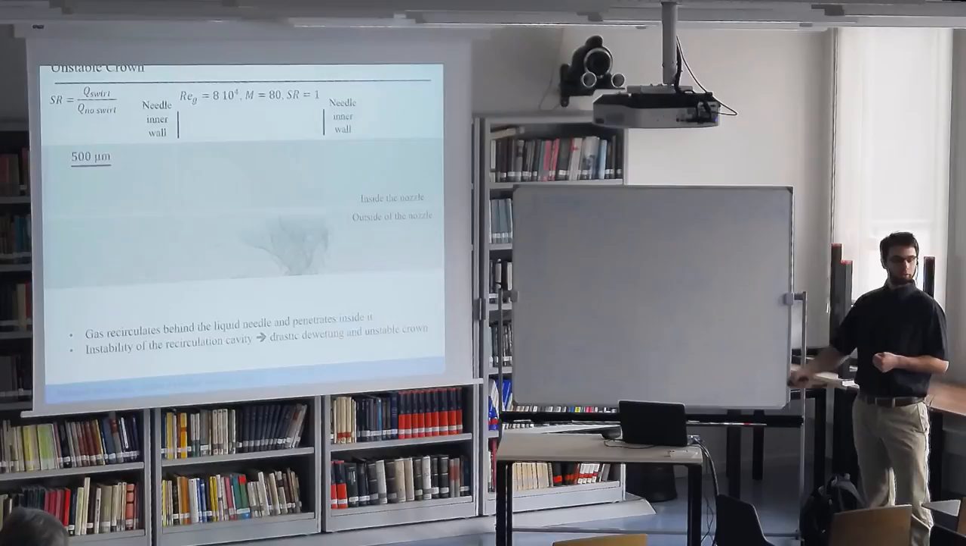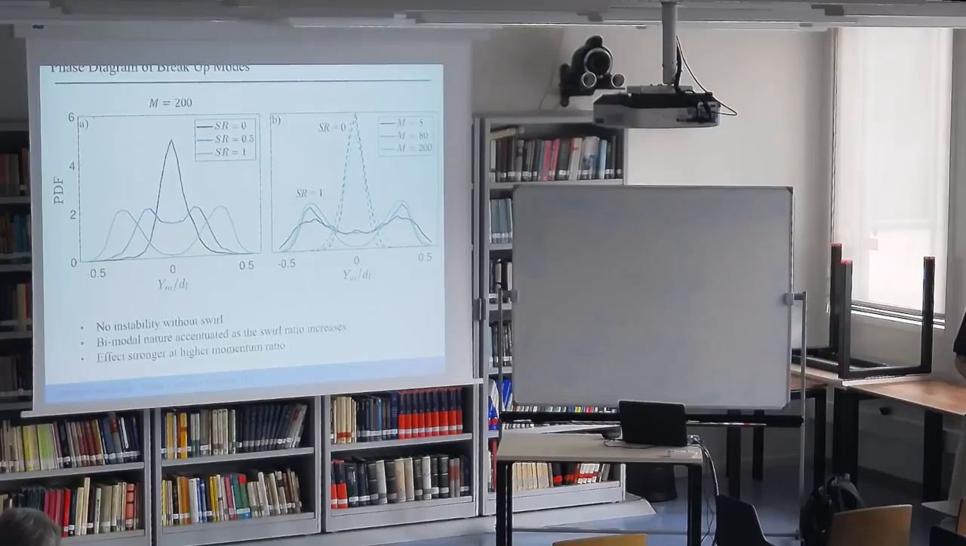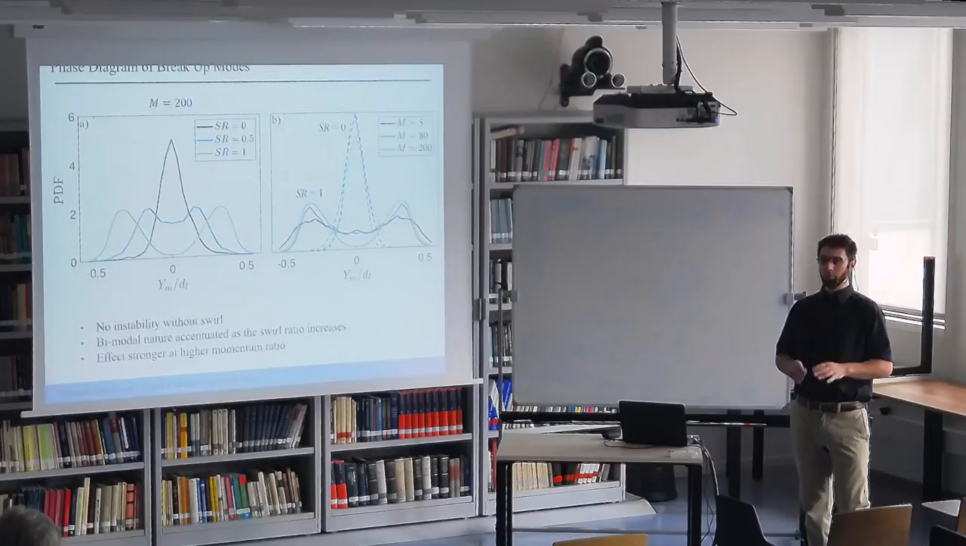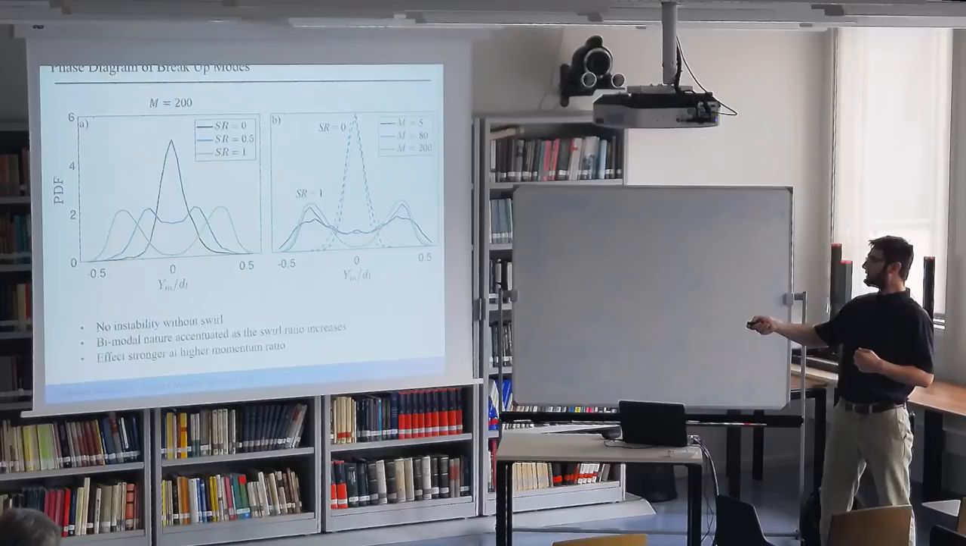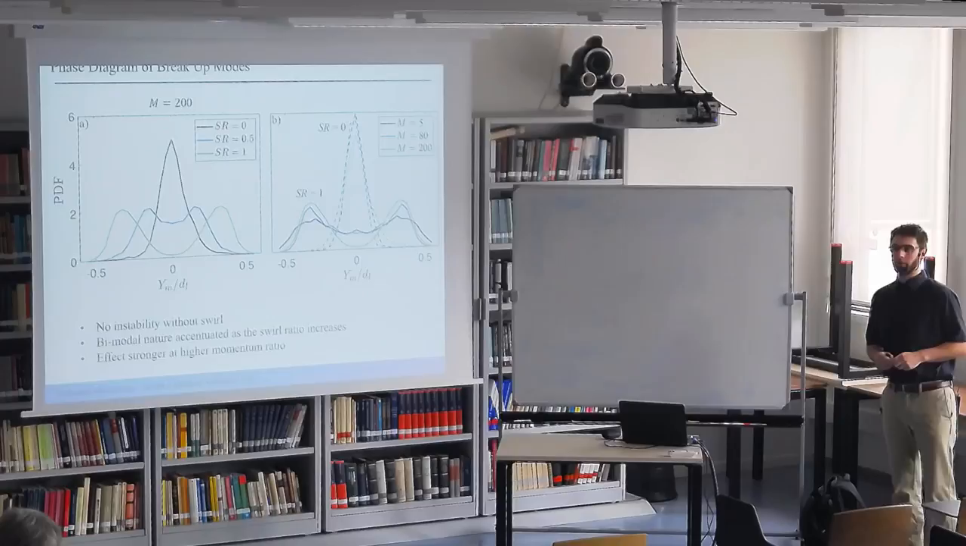And you can characterize that a bit in more detail if you look at the center of mass over a long time and do the probability density function. You can see if you fix the momentum ratio and increase the swirl ratio, from no swirl you don't have this instability. You have this cone that is hollow and very interesting, but it's stable. But when you put swirl and increase it, you become bimodal with those two modes that get further and further away from zero, and the probability of being at zero is less and less.